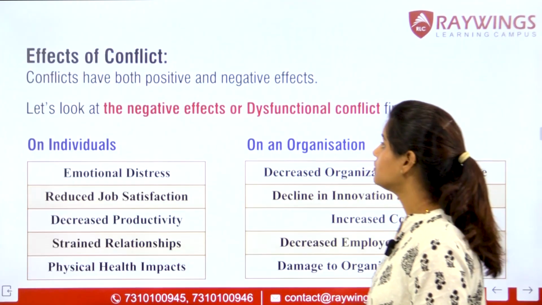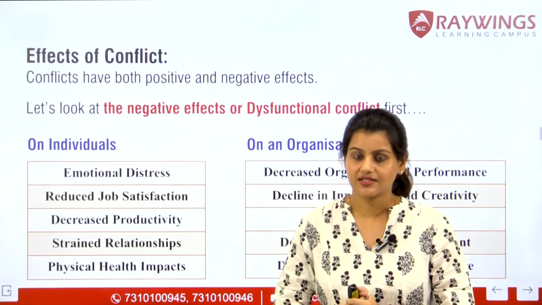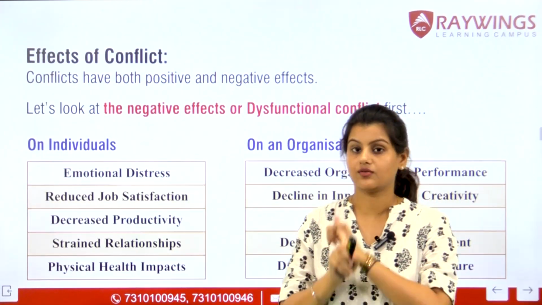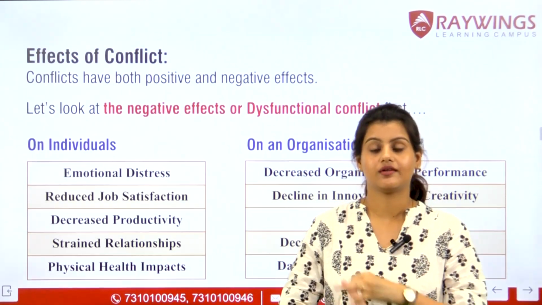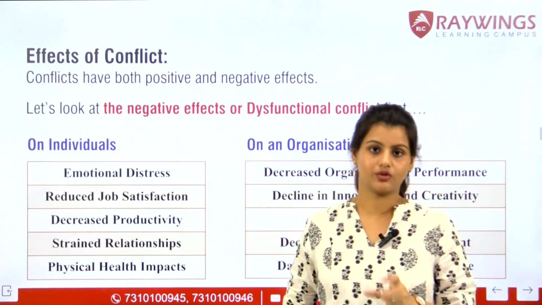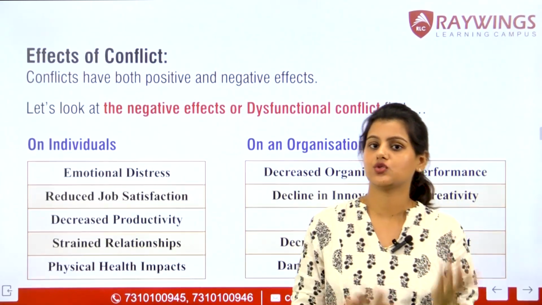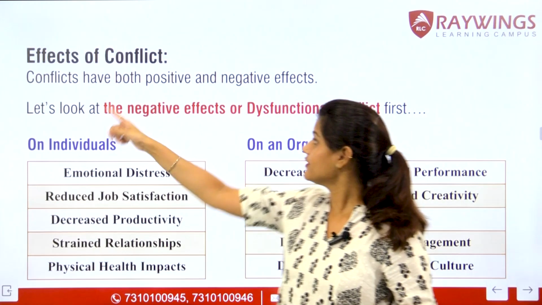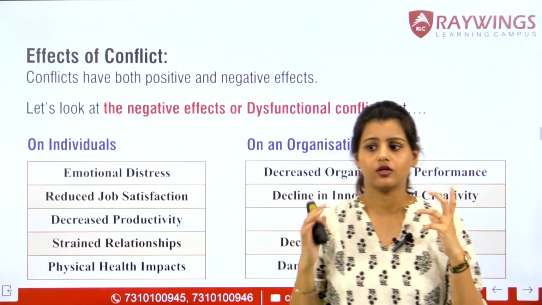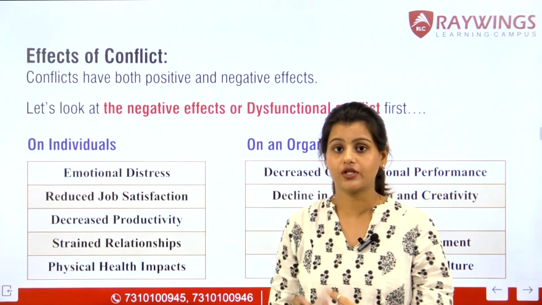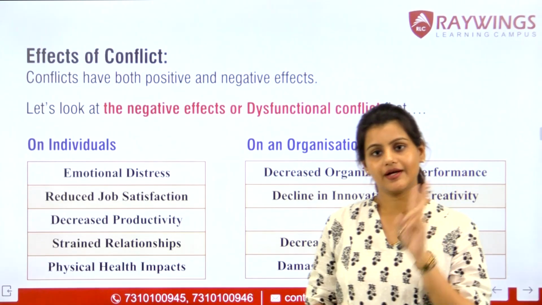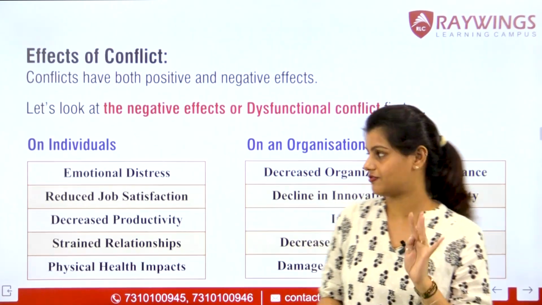Okay, so next we'll be discussing the effects of conflict. So we have seen what are the reasons of conflict, then what are the different stages of conflict. Now, what is the effect of conflict on people as well as on the organization? So conflict has both positive and negative effects. So it's not that if there is conflict, it is a negative word, so definitely its effects will be negative. It's not like that. So it has both the positive and the negative effects.